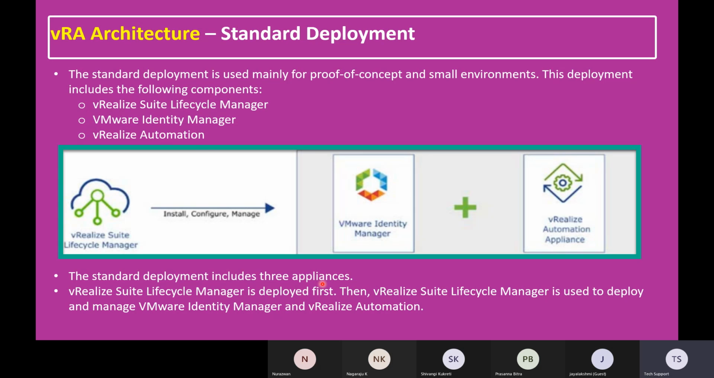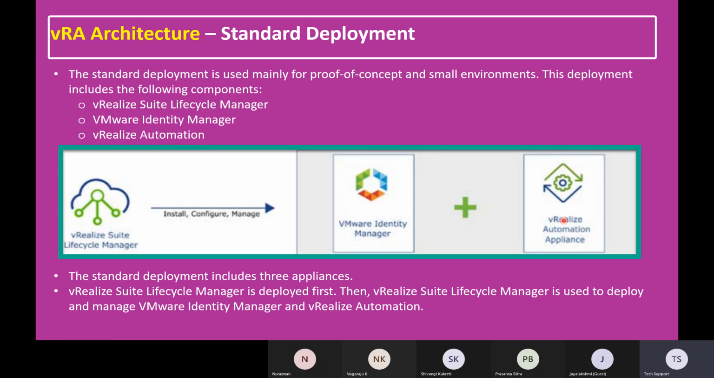vRealize Lifecycle Manager is deployed first. So we have to deploy the Lifecycle Manager first, and then vRealize Suite Lifecycle Manager is used to deploy and manage Identity Manager, followed by vRealize Automation. When these three appliances are ready, you are good to do the vRealize Automation configurations and manage the setup. For a small environment, we recommend configuring only three appliances.